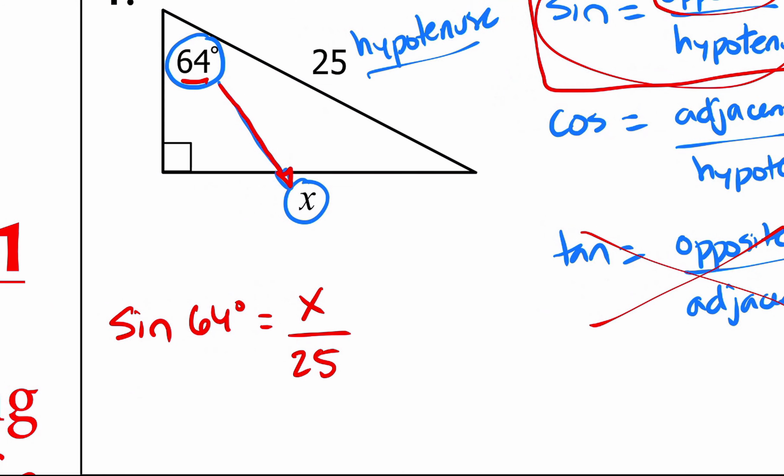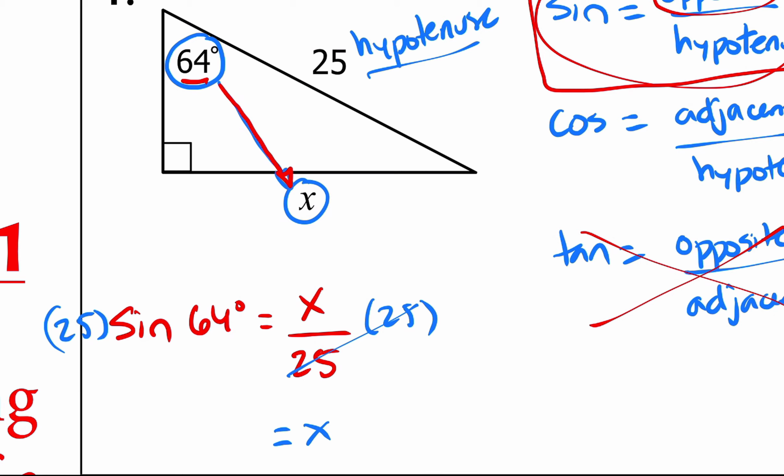And so now how do we solve this? Well, x is being divided by 25, so what's the opposite of dividing by 25? Multiplying by 25. So we do the opposite to that side, so we multiply that side by 25 and this side by 25. So these cancel out. So x equals the sine of 64 degrees times 25.